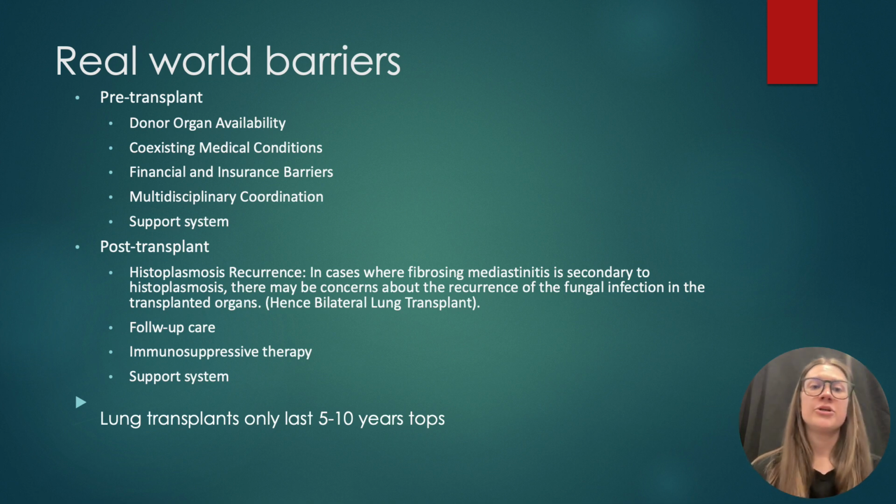So pre-transplant, donor availability. They have to be the specific size, age, height, weight, all those factors. It depends what number you are on the transplant list, how severe it is. A lot of factors can go into it. Coexisting medical conditions. He had an extensive list of cardiac issues along with pulmonary. Financial and insurance barriers. This one is, there's a lot of people who get turned away because they don't have insurance, and unfortunately not everybody can drop a couple million for a transplant. There are some cases though.